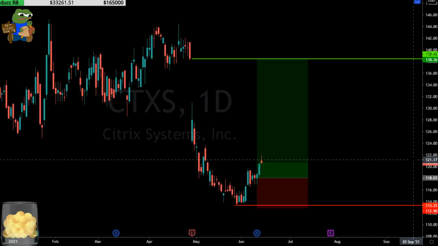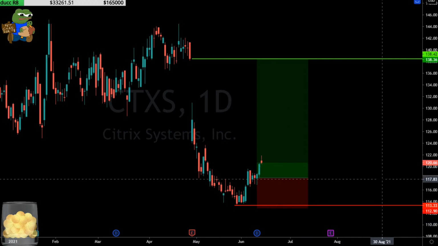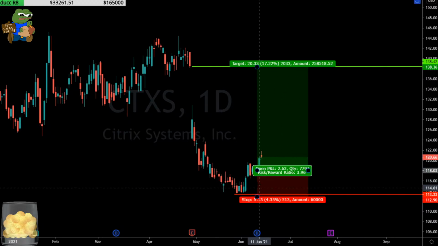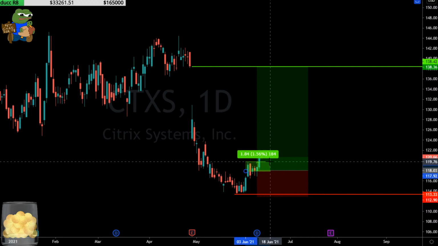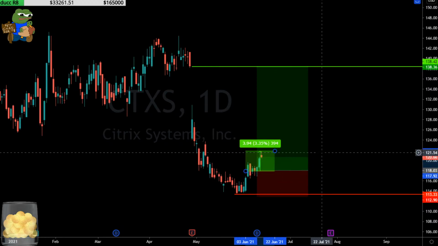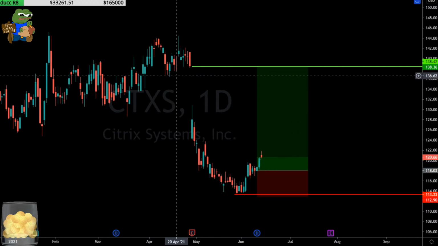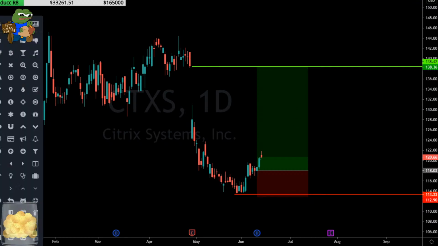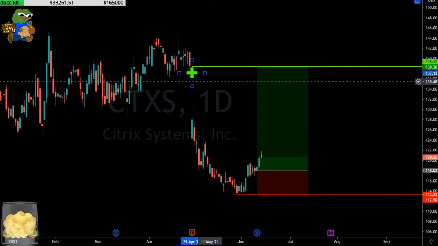Next, CTXS. We were just slightly up today, 0.2%. But from our initial entry here, we are up 3.5%. So targeting this square up here, where we have this big square up. How do I want to do this?